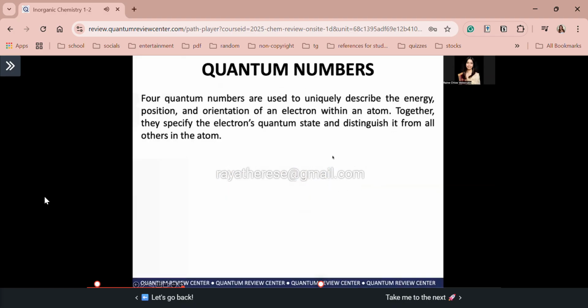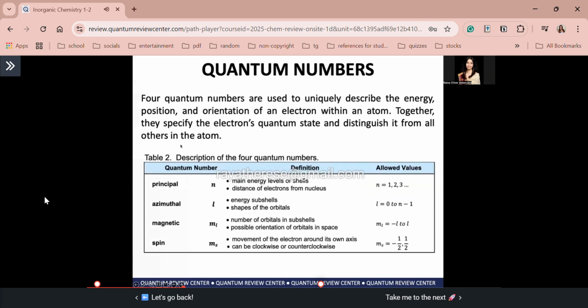So the quantum numbers describe the position and energy of the electrons in an atom, as shown in Table 2. First is the principal quantum number n, which pertains to the electron's main energy levels or shells. It generally describes the distance of the electrons from the nucleus. I-indicate din ito na there are only specific and allowed values of energy level n because energy is quantized, sabi nga ni Planck.